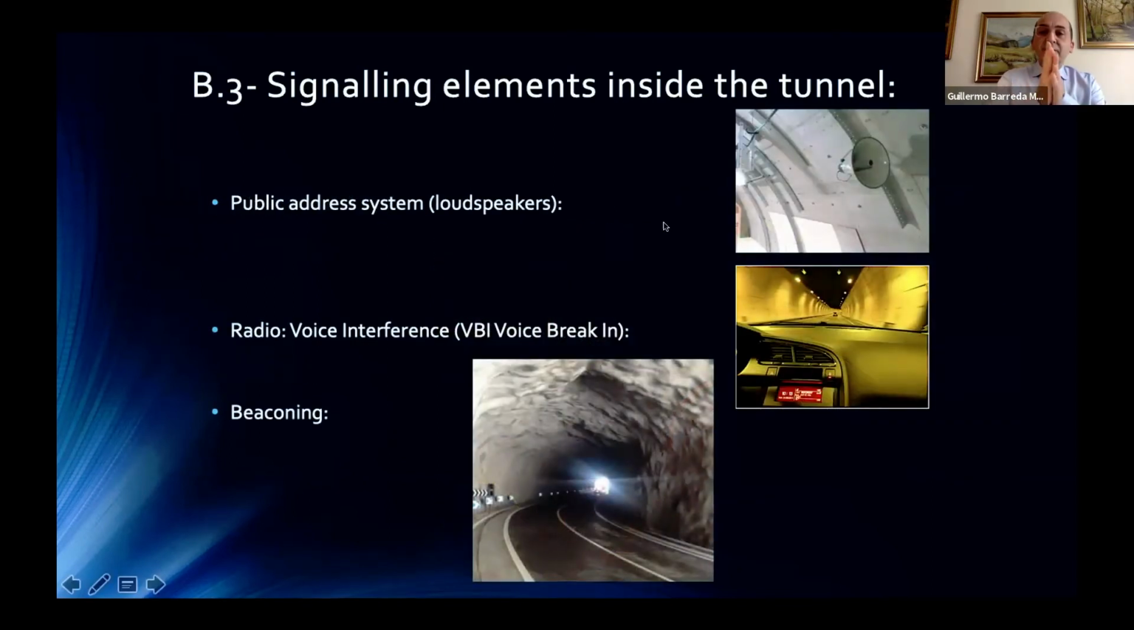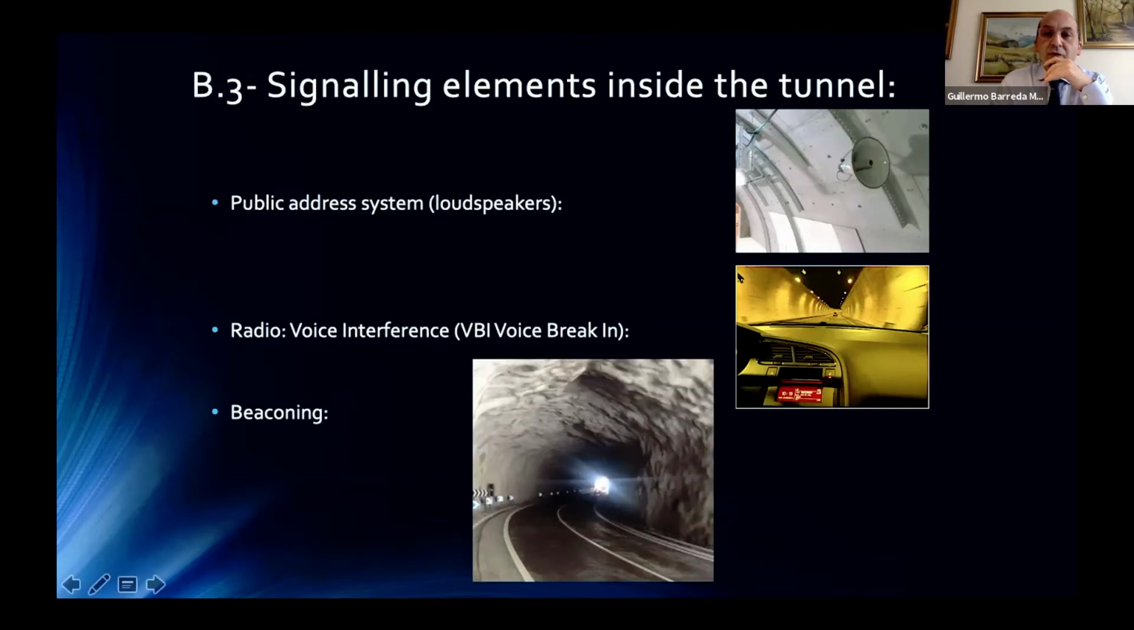There are more elements inside the tunnel that we could consider as signaling. In this case, we can see the public address system with loudspeakers. This is a system to inform the drivers when there is an incident or an accident, or any kind of information. If I am stopped inside the tunnel, they can tell us any information from the control center. For example, they can tell us, please stop the motor to avoid filling the tunnel with smoke, or when there is a traffic jam, or if we have to leave the tunnel immediately to evacuate it due to an accident or whatever.